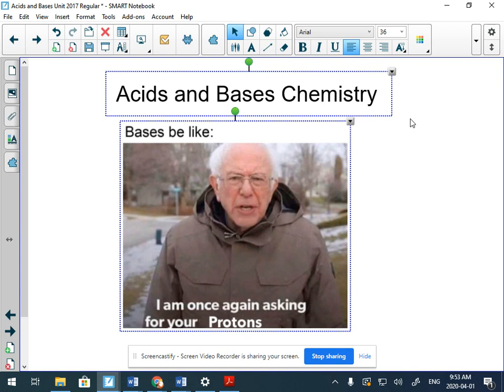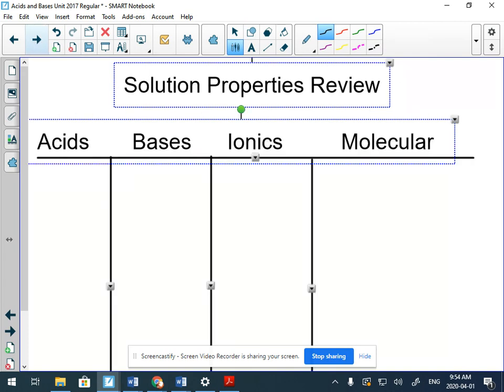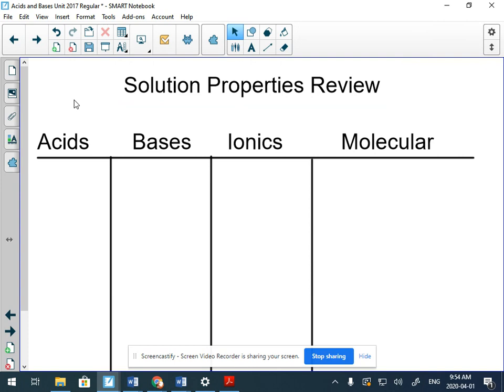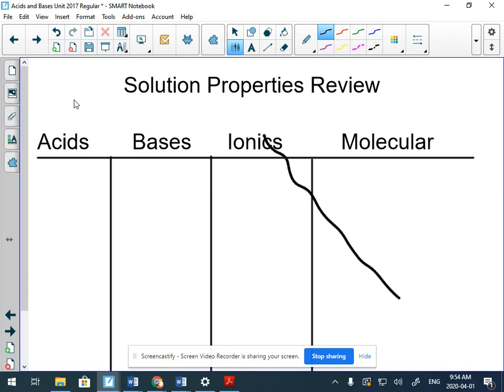Hello, chemistry. It's time to talk about acids and bases. Acids and bases have two different faces. From the previous unit, we talked about the properties of things in solutions, so we're kind of done talking about ionics and moleculars. This unit, we're going to be talking about acids and bases.